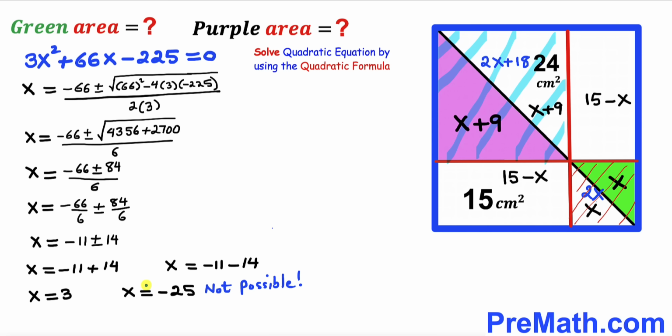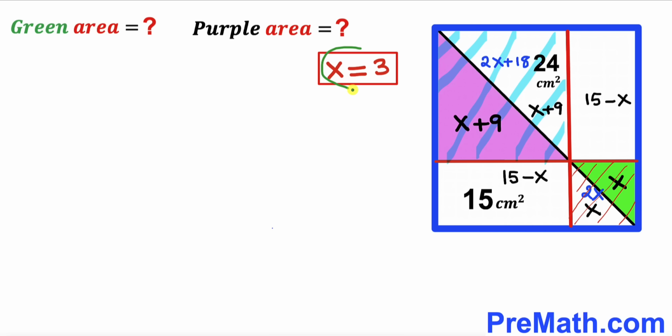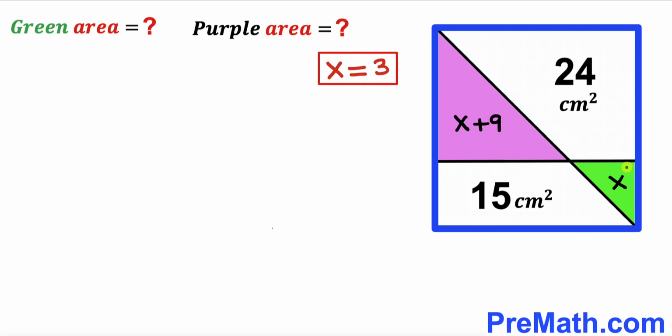And now we can see x represents the area, so therefore x cannot have a negative value. So therefore we are going to reject this negative value of x, and we are going to accept x equal to positive 3. So therefore our area x value simply turns out to be 3. So thus this green shaded triangle area, which is x, turns out to be equal to 3. And likewise the area of this purple shaded triangle is going to be x plus 9. X value is 3 plus 9, which is going to give us 12.